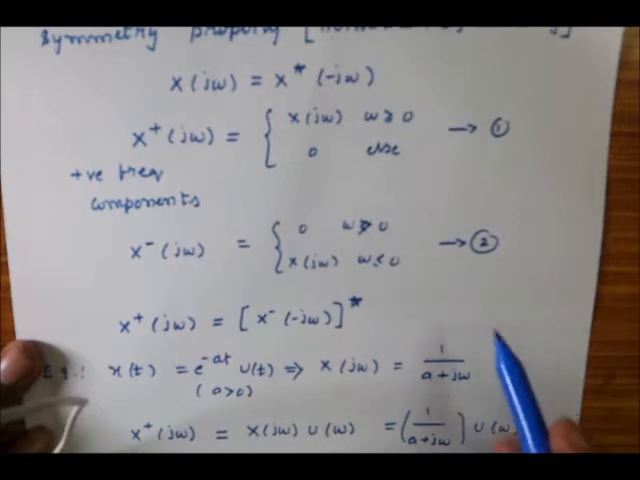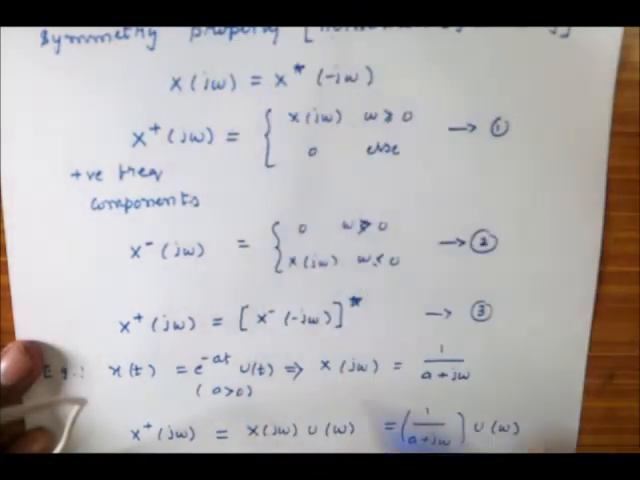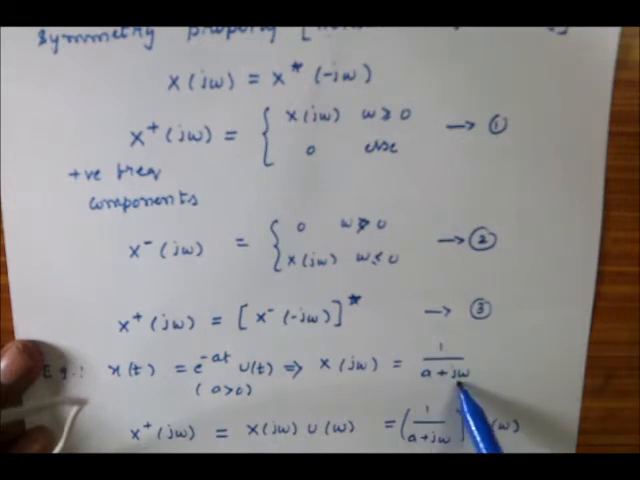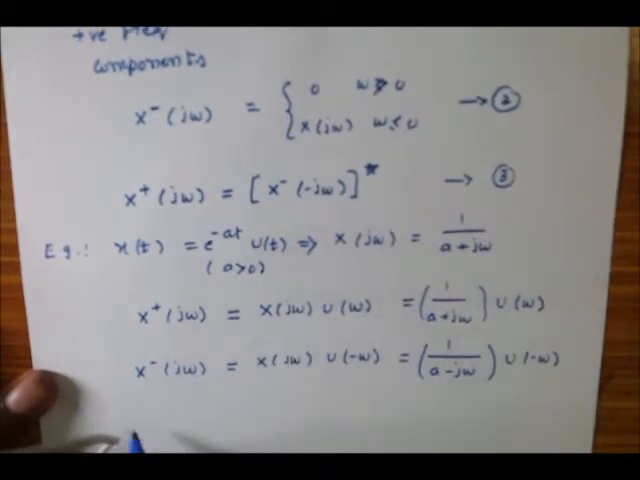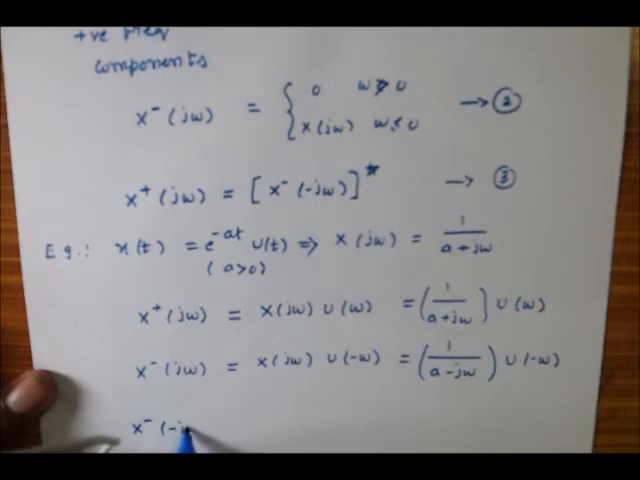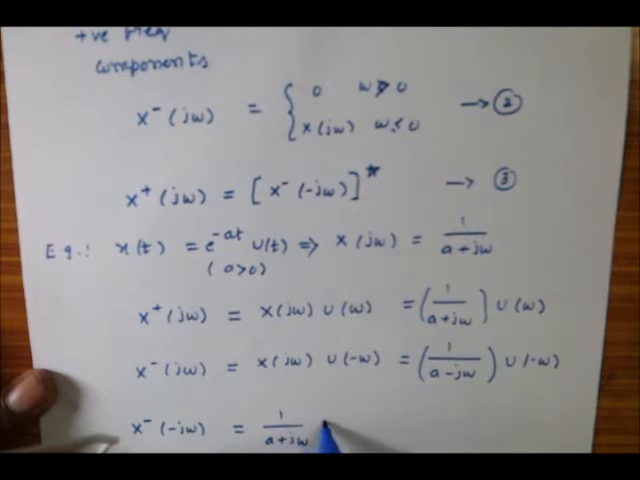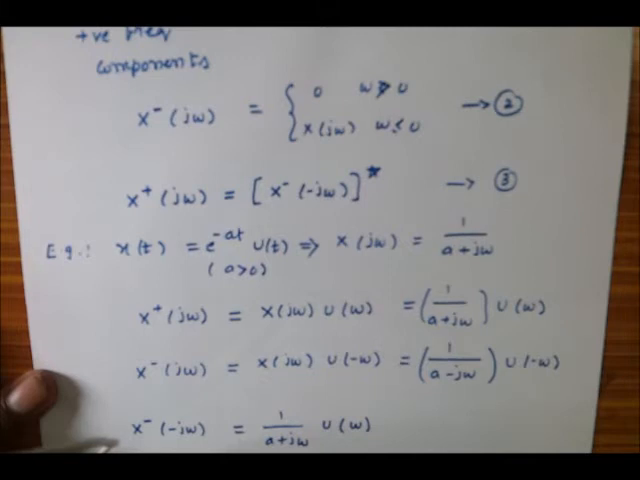Now I want to prove this property for this signal. Note that here x of t is real, which satisfies this property, and the corresponding Fourier transform is 1 by a plus j omega. So if you look at this, let me take x minus of minus j omega. That will be equal to 1 by a minus j omega into u of omega, and taking the conjugate, x minus of minus j omega whole conjugate will be equal to 1 by a plus j omega into u of omega.